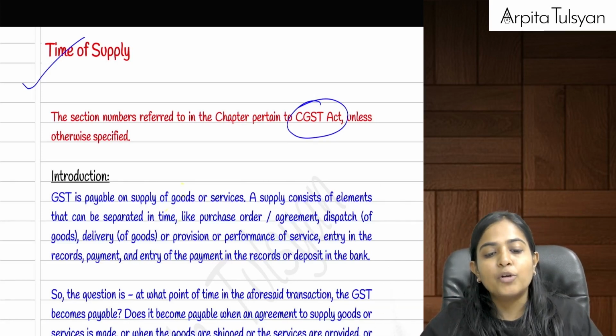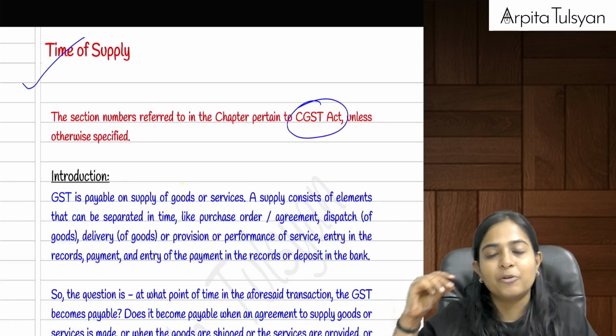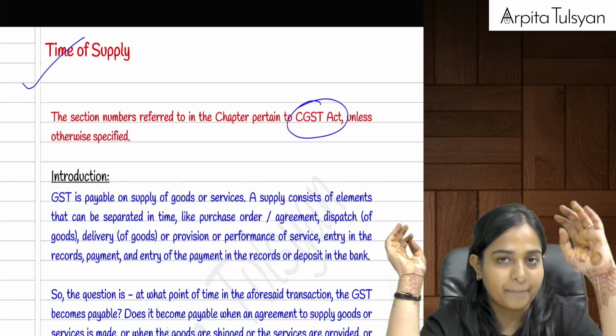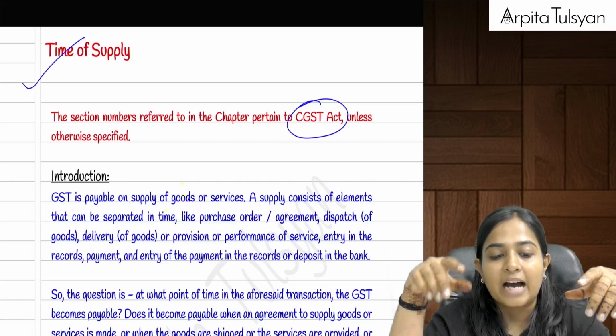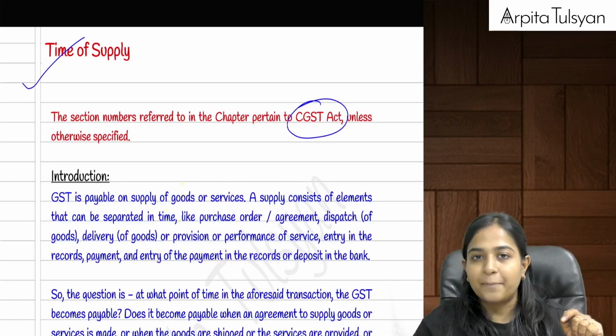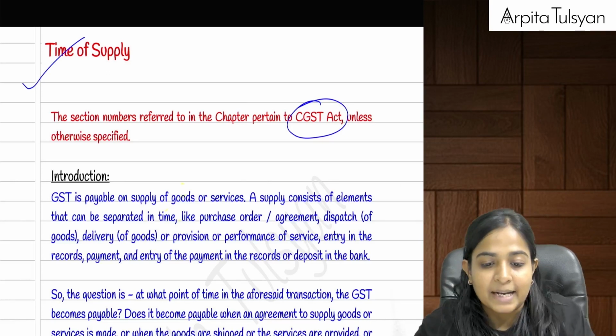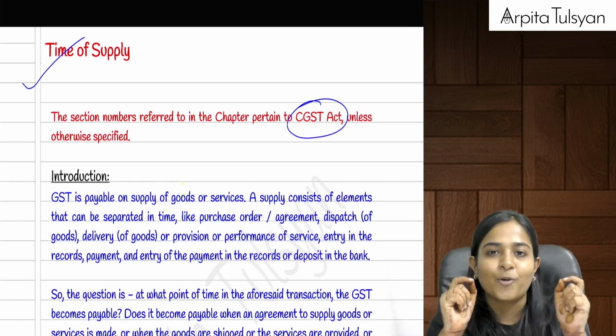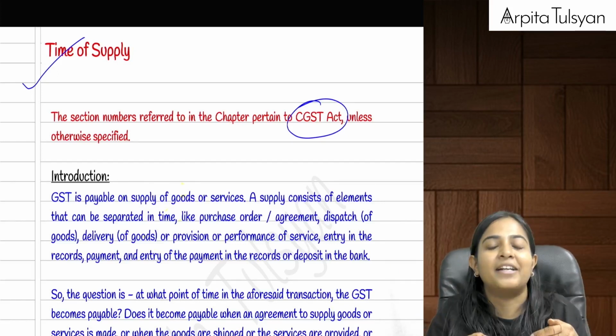Here, now, what do you mean by time of supply? We have already seen that whenever a particular supply happens, once the supply is done, after that, we need to understand when is GST payable on that particular supply. When is the time that we have to actually pay the tax on that supply? The answers to all these questions are given in the chapter called time of supply.